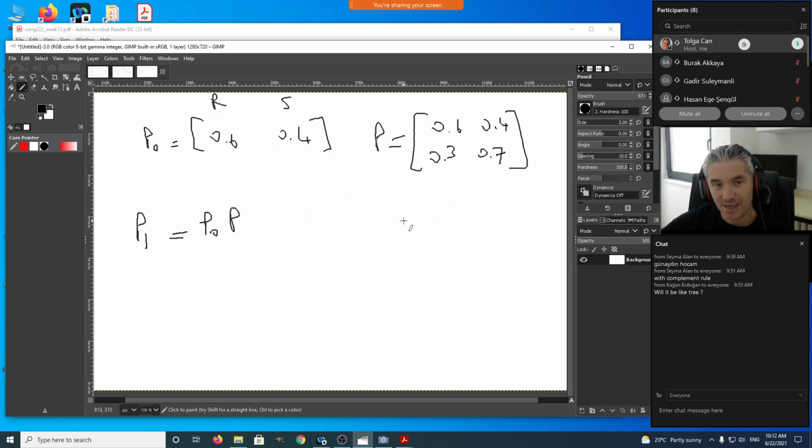If you multiply P0 with P, you're going to get P1. Then if you want to find P2, all you need to do is multiply P1 times P. It will get you P2. If you want to get P3, you may multiply P2 with these one-step transition probabilities. It will give you P3.